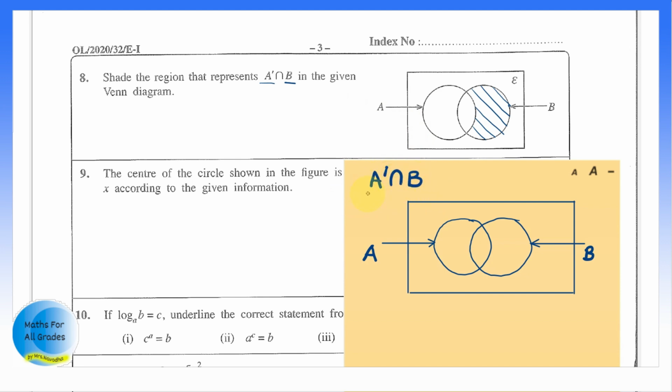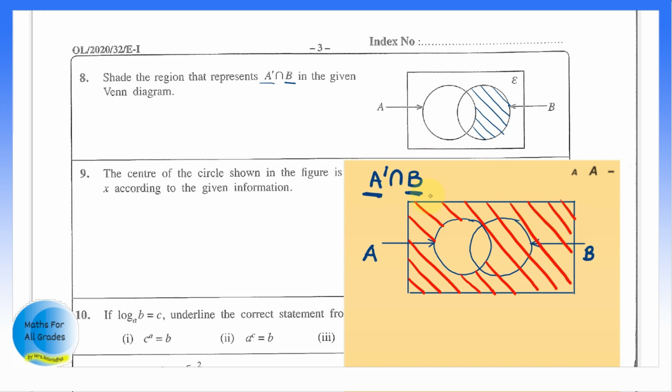First of all, there are two sets. A dash is one set, B is another set. Now I'm going to shade each set in this Venn diagram. A dash means elements without A. So we are going to shade the region except the circle A. So I'm looking at only the circle A, just leaving the circle A and shading the whole area.